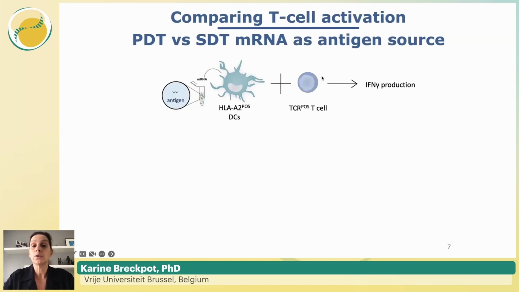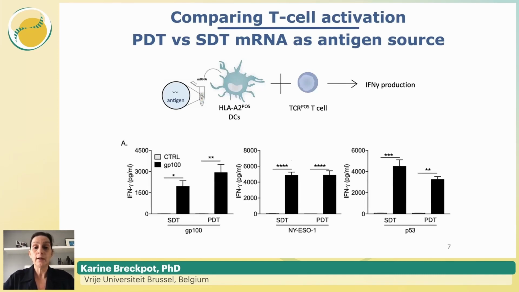And then we co-cultured those with T cells, of which we made sure that they have the right T cell receptor, meaning a T cell receptor that recognizes both the HLA-A2 molecule and the antigen that we delivered in the form of mRNA. In the first instance, we looked at interferon gamma production to see whether there's really presentation of the antigen and to what extent. As you can see here in the 3 graphs, we did this for 3 different antigens: GP100 and NY-ESO1, which are actually cancer testis antigens and differentiation antigens, and then 1 mutation antigen, which was P53.